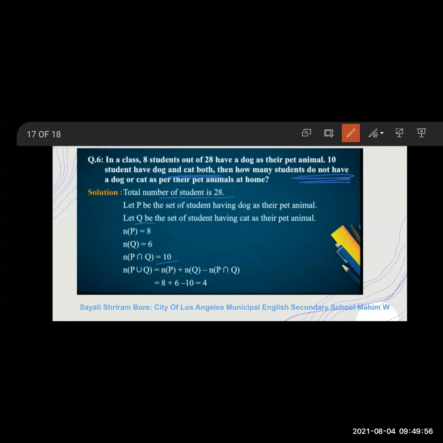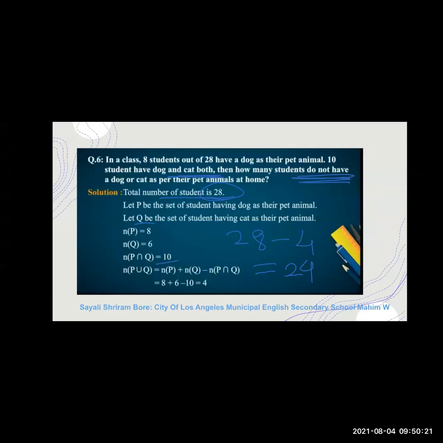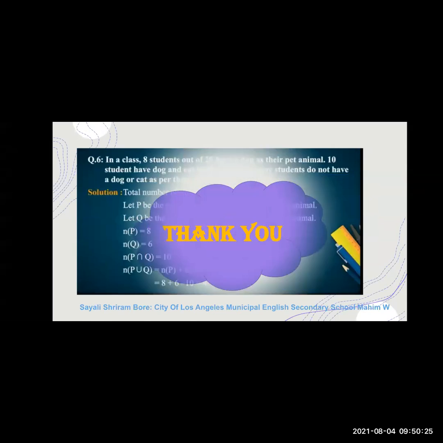Okay, now students who do not have a dog or a cat. So there are 28 students. So this 28, you will subtract whatever you got. So how much will it be? 24. Okay, so whenever you get a question, see the last statement and then go forward for solving the question.